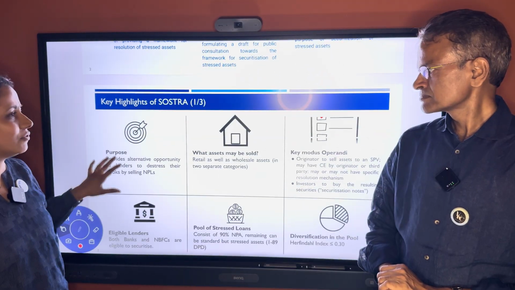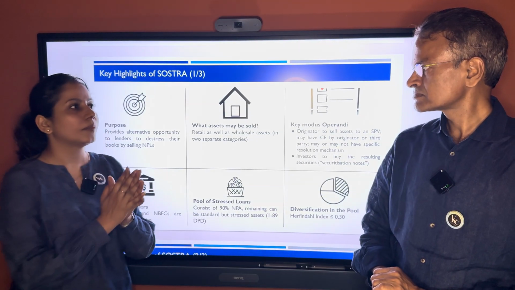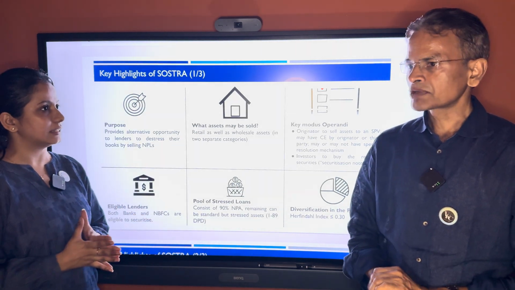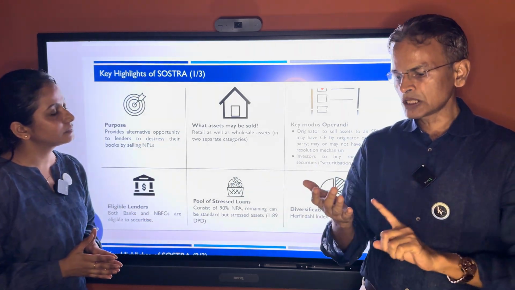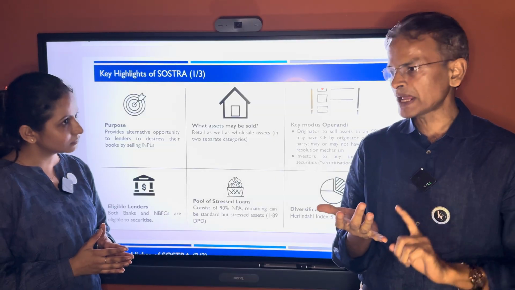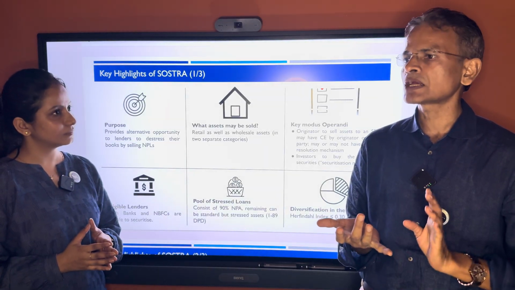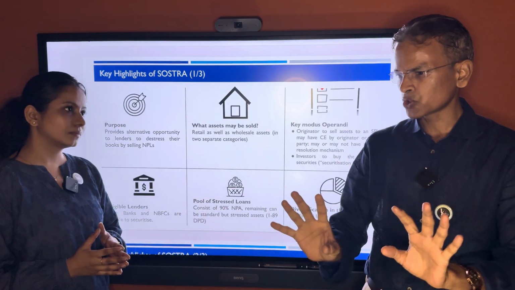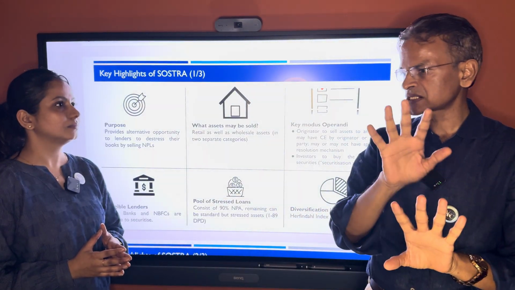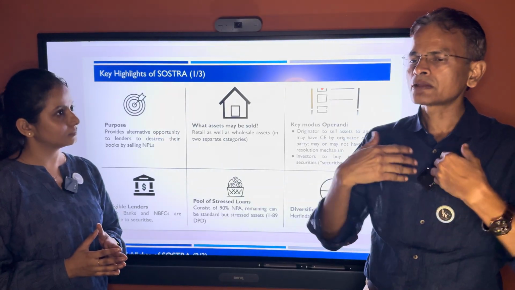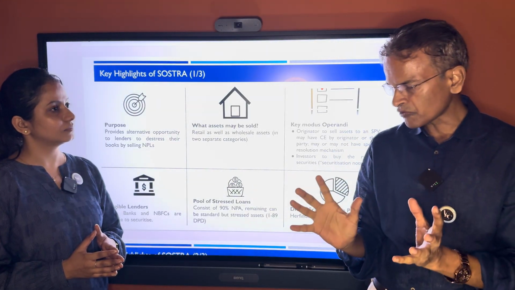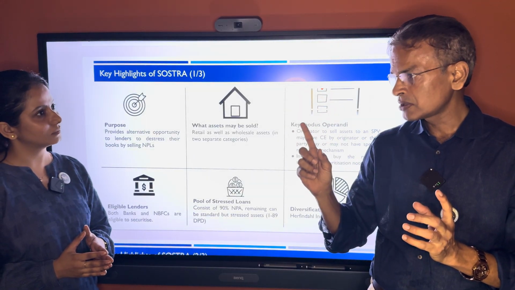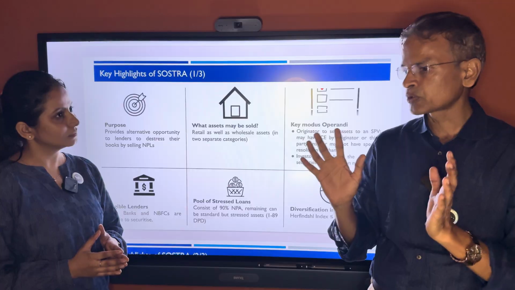Let us understand some of the key features of this, sir. Firstly, who can be the originator under the SOSTRA guidelines? Right. So I think very simple answer, only regulated lenders, be it banks, be it NBFCs, be it AIFIs, regulated lenders can be originators. That's a simple, short answer. Banks, NBFCs, AIFIs, HFCs, they can sell their non-performing loans. It may partly consist of stressed, but not non-performing to an extent of not more than 10%.